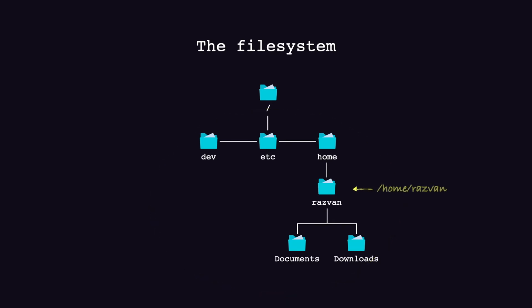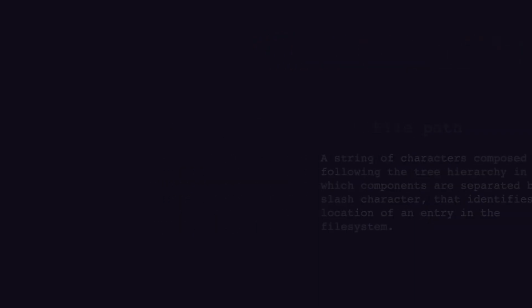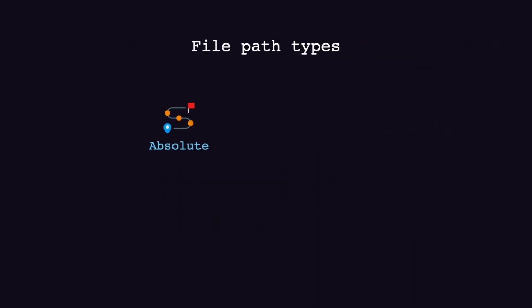To identify the location of an entry in the file system, we use what we call a path, which is the equivalent of URLs but for operating systems. A path is a string of characters composed by following the tree hierarchy, in which components are separated by a slash character called a delimiting character. Paths can be of two forms: absolute or relative.